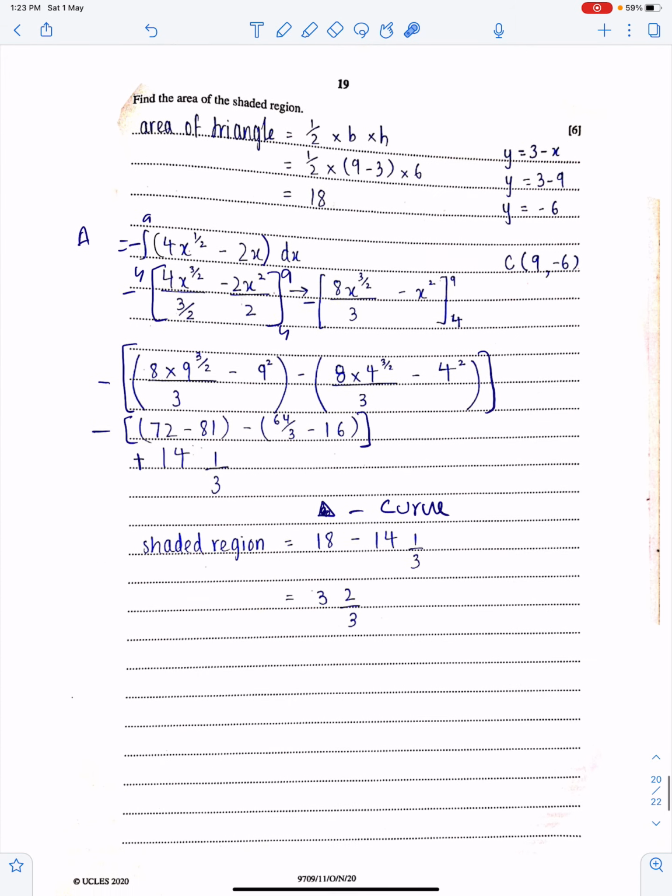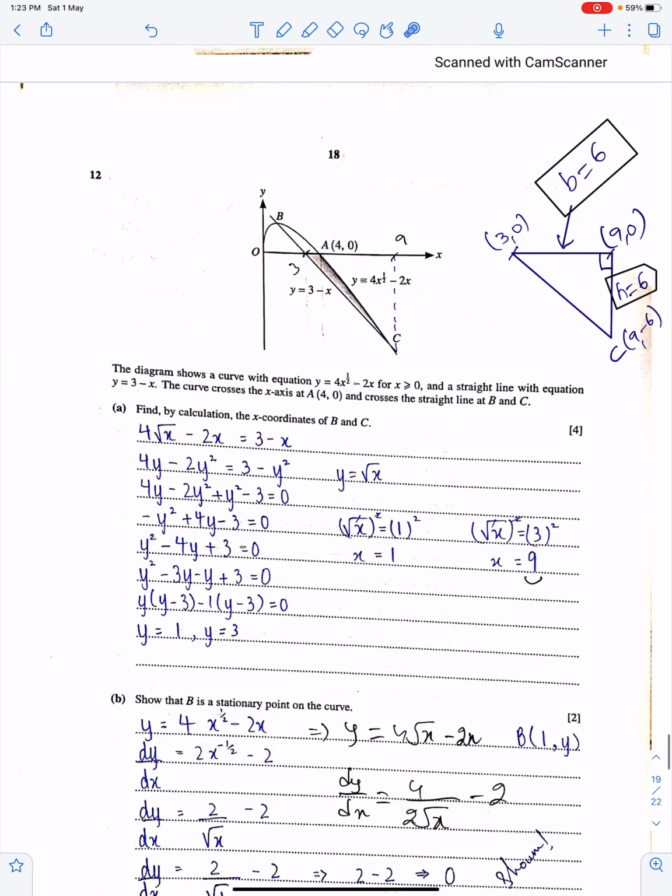The last part of this question, find the area of the shaded region. This is so simple. This area is required, and this area is occupied between the line and the curve. Number 1, you need to find the area of the triangle. This is the total area. So first work out the area of this triangle, and then find the area above this curve. Then subtract the area above the curve from the area of the triangle. So number 1, work out the area of the triangle.